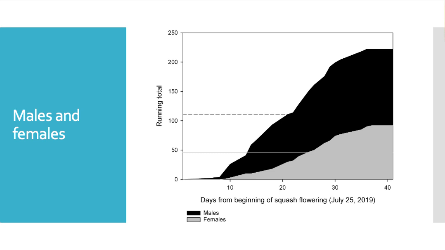Now, if you're out looking at bees in a squash patch, you're going to encounter both male and female squash bees. And if you look at this graph, we have a running total of the number of bees, and the males are in black and the females are in gray. And this is over the season. And what's really important, you can see very clearly that there are way more males than there are females in the population. As a matter of fact, I think it's something like 2.4 males versus females. So you're going to encounter a lot more male bees than you are female.